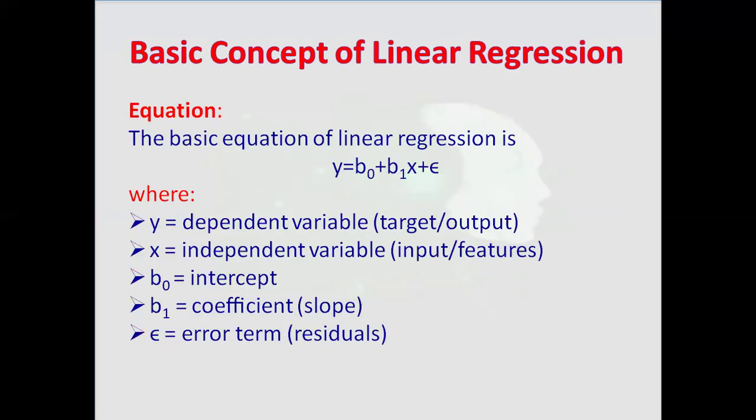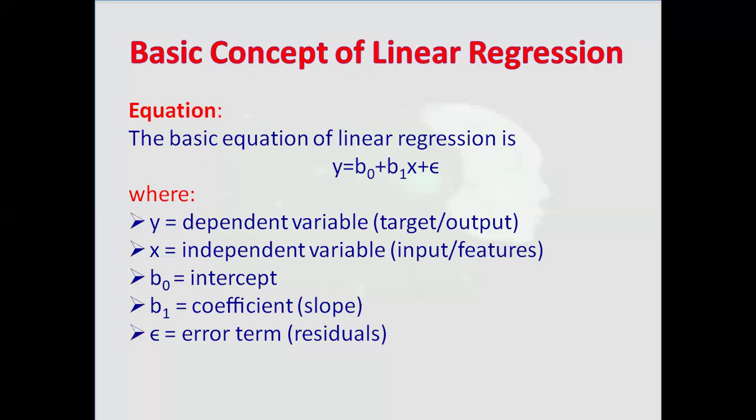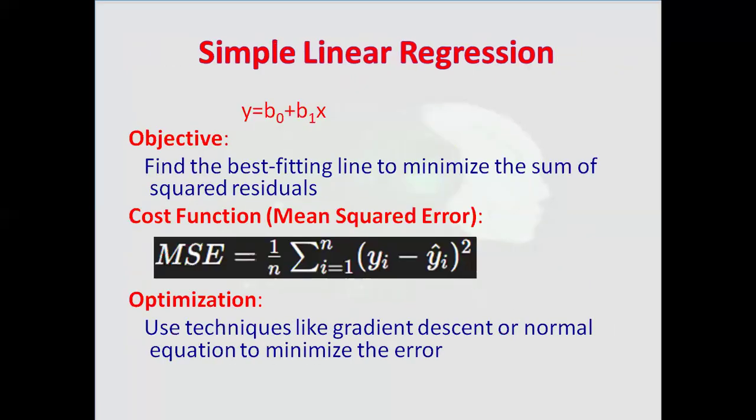So this is the basic equation. And the next one is the simple linear regression. As I said, y = b0 + b1x if there is no error present. It involves a single input feature and models the relationship between the feature and the target using the formula y = b0 + b1x.